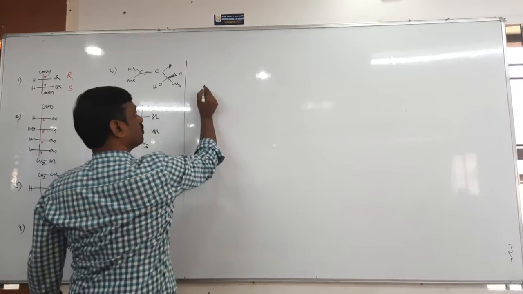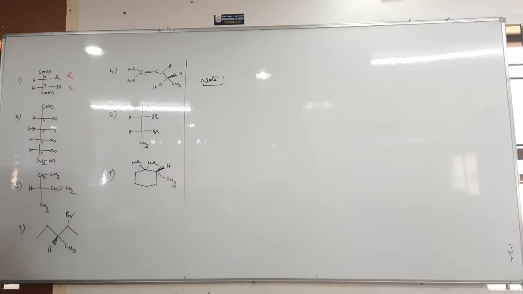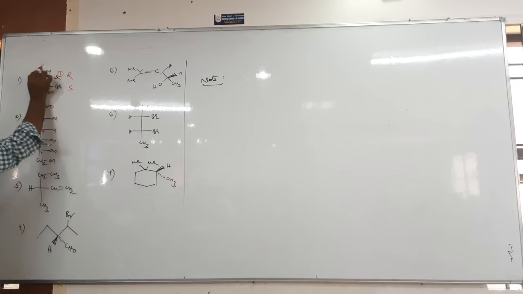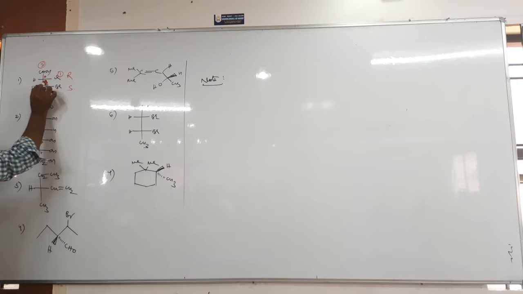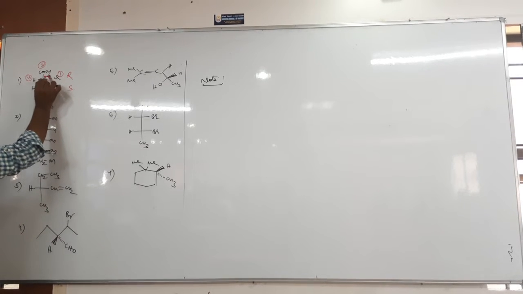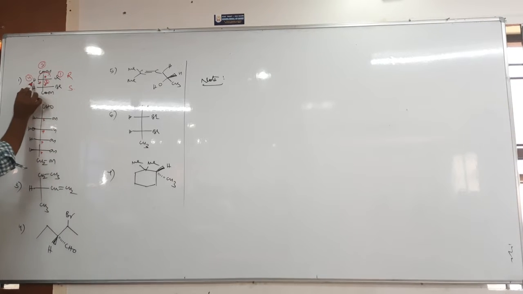Take one note. Not RS. Shall I do it? Okay, I'll do it. Chlorine is 1. This is 2. This carbon is 3. Hydrogen is 4. So connect 1, 2, 3 anti-clockwise. But the fourth priority group is on the horizontal line. Therefore, R.